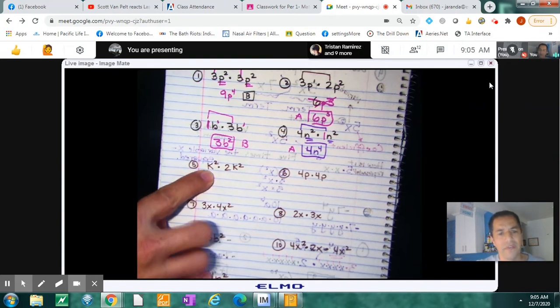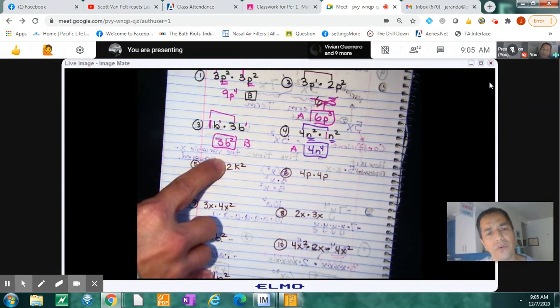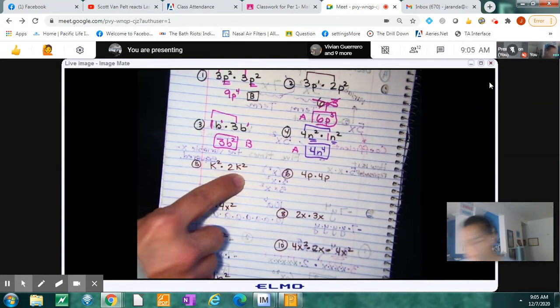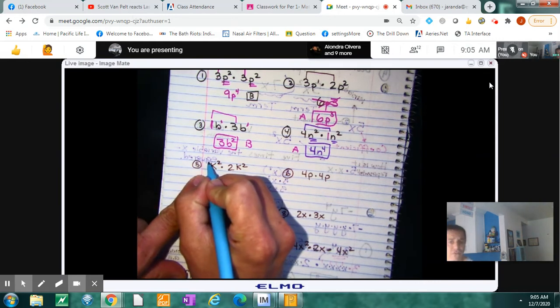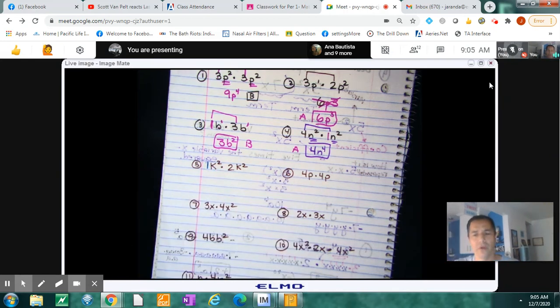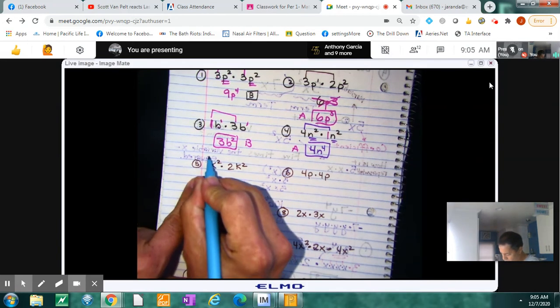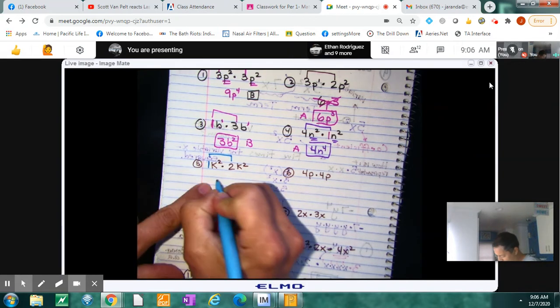So remember, we're doing exponents. So k to the power of 2 times 2k to the power of 2. If you notice, there's no number in front, there's no coefficient, so we're going to go ahead and put a 1 right there, and a 1 right here. Then with the numbers, we're just going to multiply. So basically, that's 1 times 2 is 2.